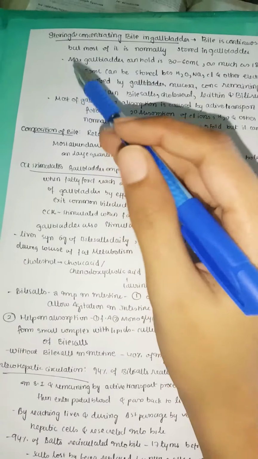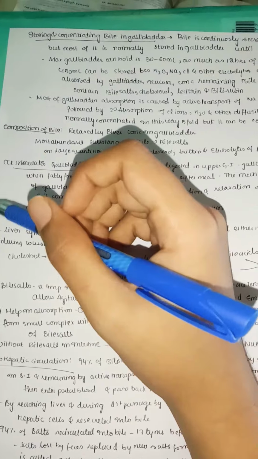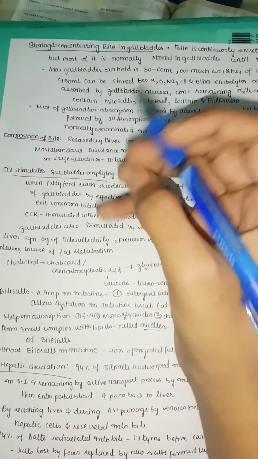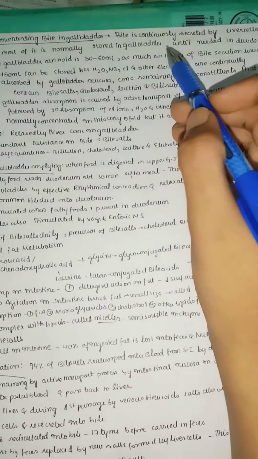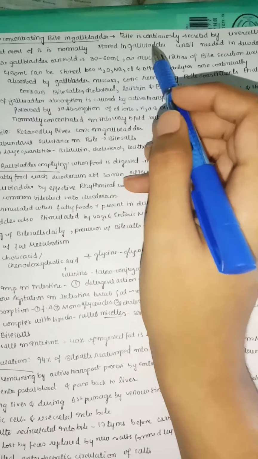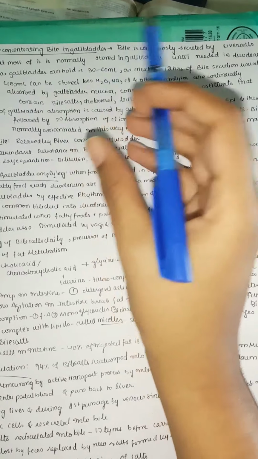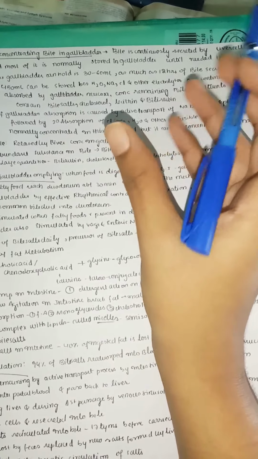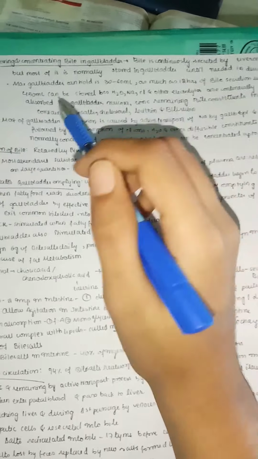Now we need to understand how we are going to store and concentrate the bile, mainly what is the role of the gallbladder in the bile. So bile is continuously secreted by liver cells, but most of it is normally stored in the gallbladder until needed in the duodenum. So bile is always formed in the liver, but it is not always secreted. It is also stored in the gallbladder.